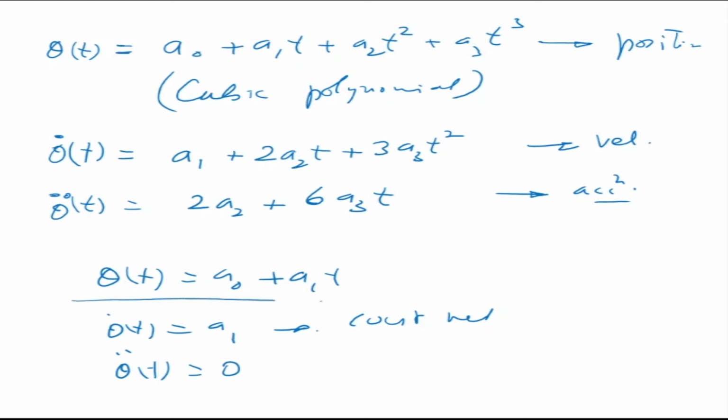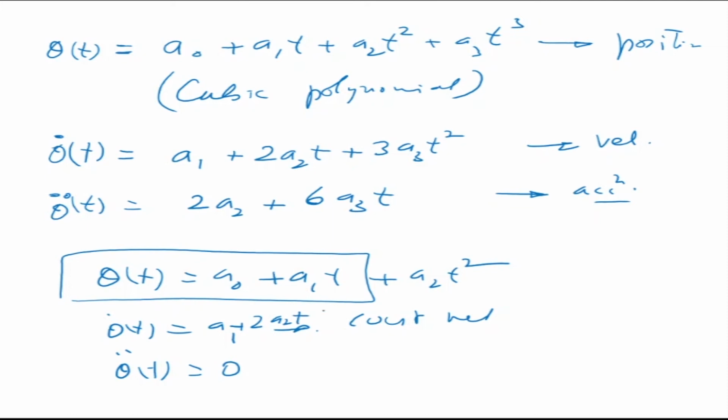So you cannot represent motion, the trajectory, by using this equation. Similarly, if I took only plus a2t squared, then your velocity will become twice a2t and your acceleration will become equal to 2a2. This is a constant. Now this is also not possible.